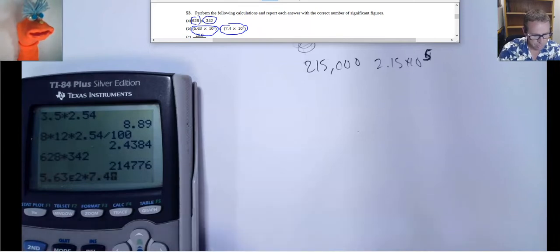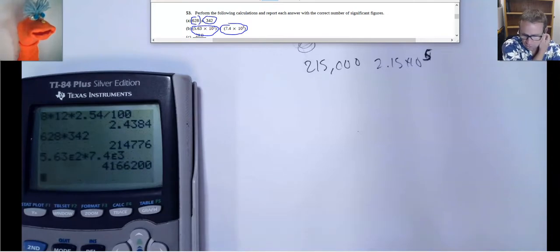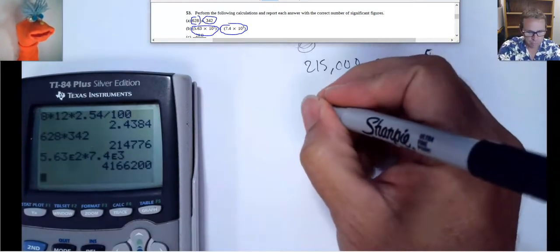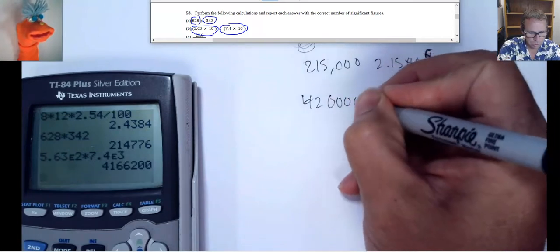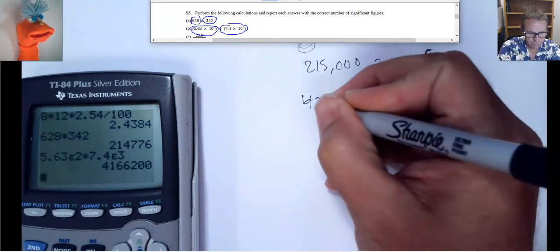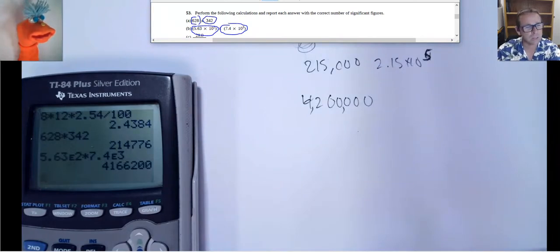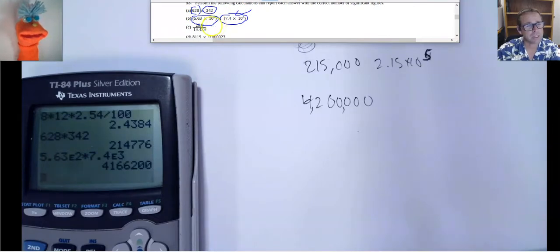Okay, so then if I put these into my calculator, 5.63 times 10 to the 2 times 7.4 times 10 to the 3. All right, so it gives me a large value that I should only take how many significant figures? Just 2. That's right. 4,200,000. So 4.2 million is our answer. And that is, again, because I can only take 2 significant figures because this one here has only 2 significant figures.